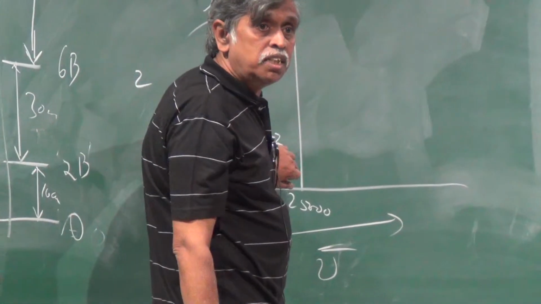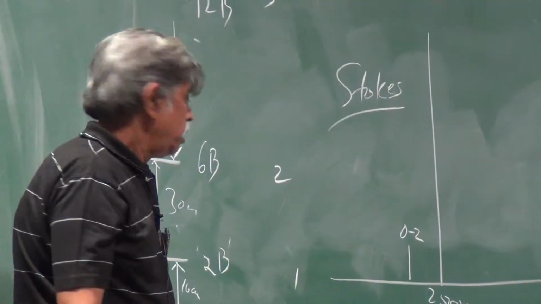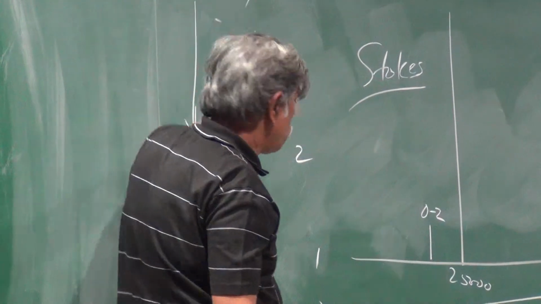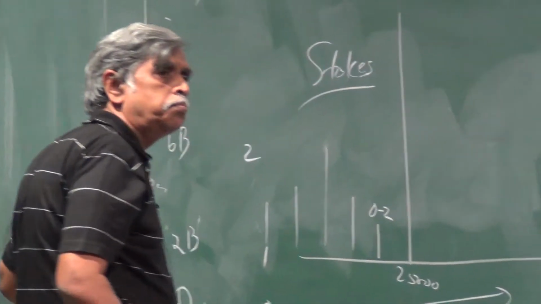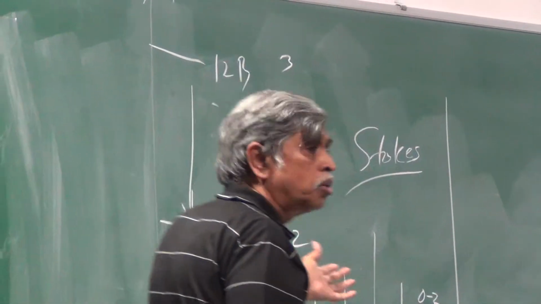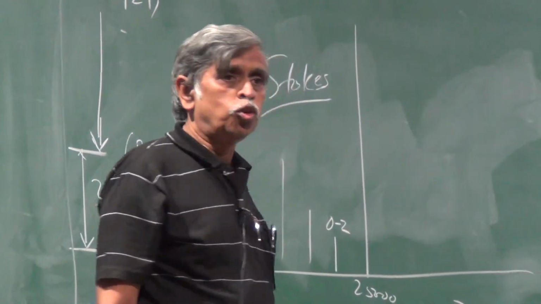Simply because the energy of the scattered radiation is less than the energy of my incident radiation. What's the other possibility? I start with 1, I can end up at 3, and that's going to be the next line. And therefore you will find I will start developing the entire S branch structure for this molecule. And this is my Stokes.